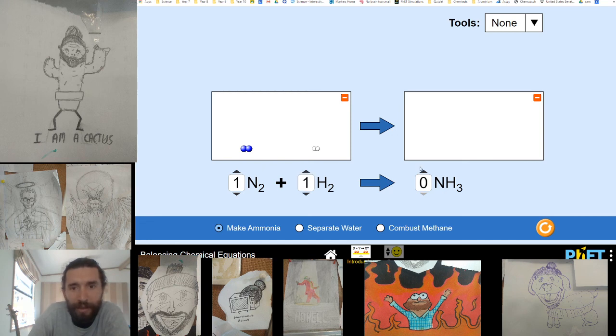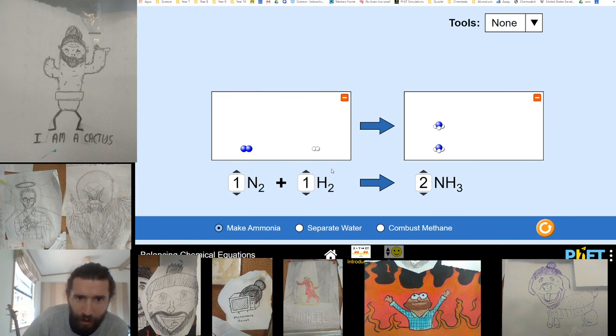So what we're going to do is make 1 in front of everything. And now on the left we have 2 nitrogens and 2 hydrogens, and on the right we have 1 nitrogen and 3 hydrogens, little white dots. What we want to do is have the same amount of nitrogens and hydrogens on both sides. So in order to get 2 nitrogens on that side, I'm going to click up here. So now I have 2 NH3s, 1, 2. So 2 nitrogens on the left, 2 nitrogens on the right. So that's good.